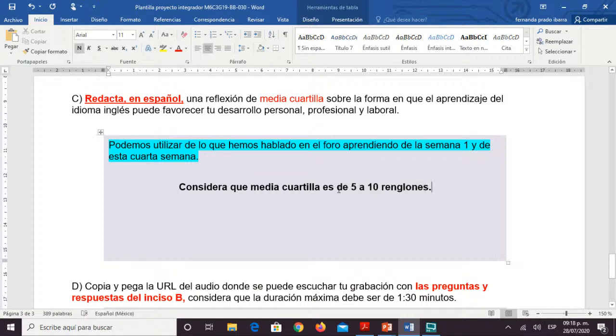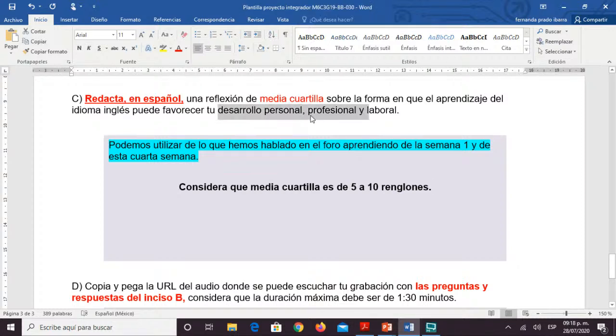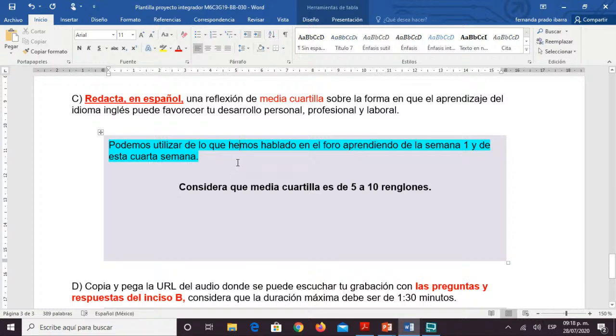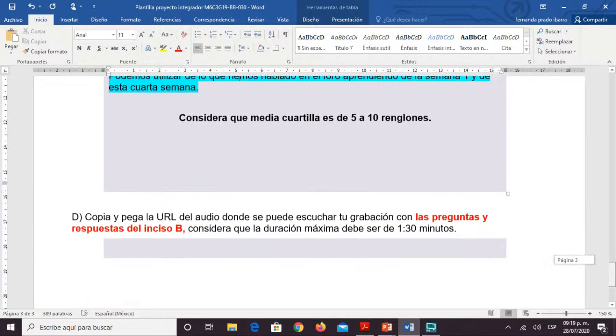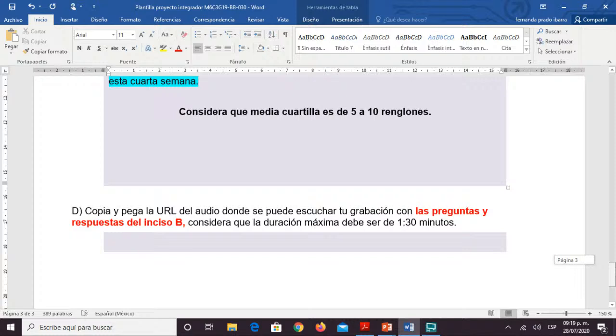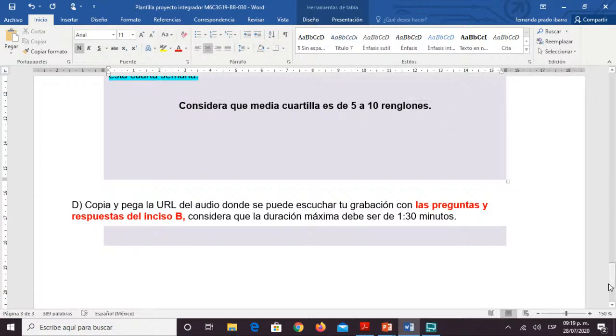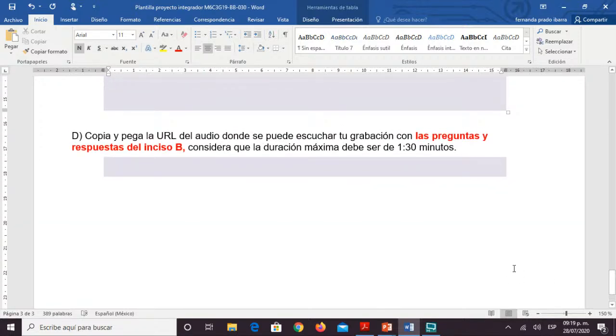5 to 10 lines. So please explain here what is your personal view of these three sections: personal, professional, and in a job context. How can the English language help you in these three fields, okay? So we have to talk about, for example, the examples that we explained in the learning forum of week 1 and of course in this last week. We are going to talk about all the benefits that speaking English can give us, okay? So this part is in Spanish. Just consider that we have to do it in 5 to 10 lines. It is the only thing that I ask you, that I have to insist on in this part.